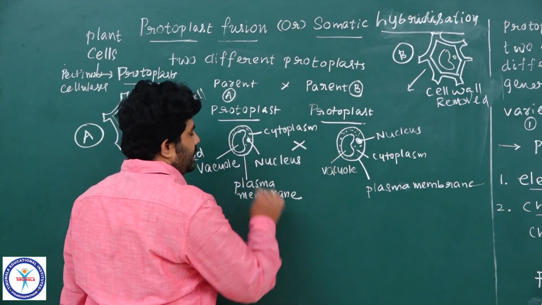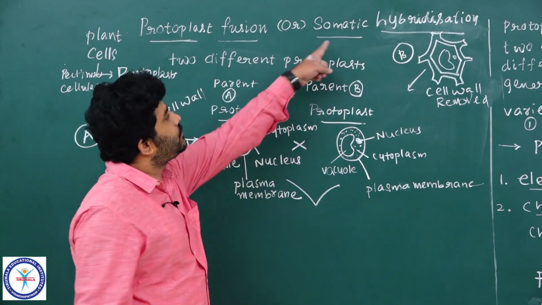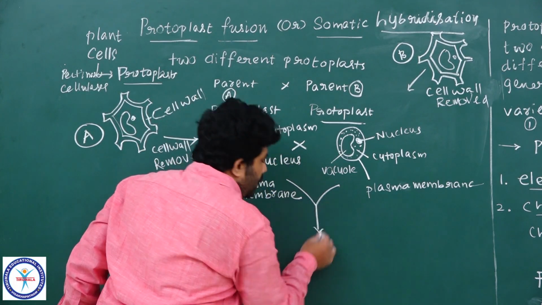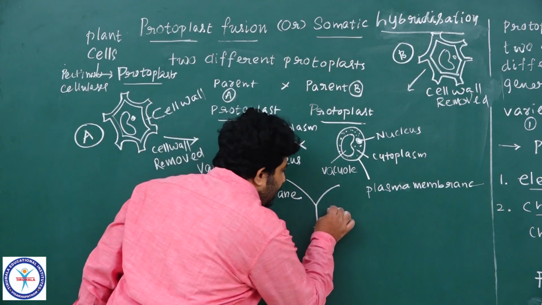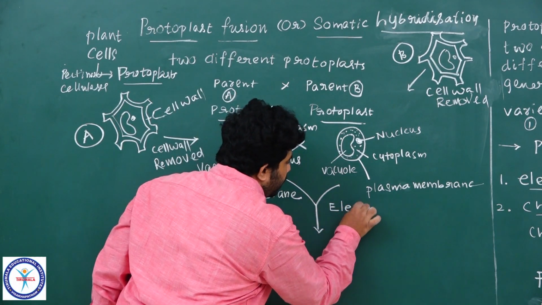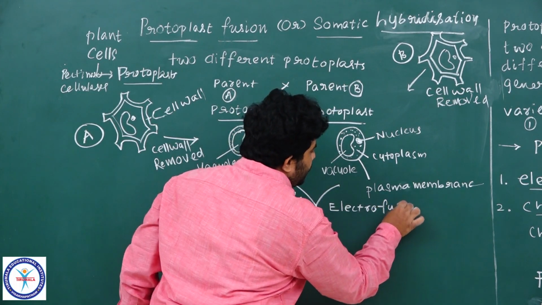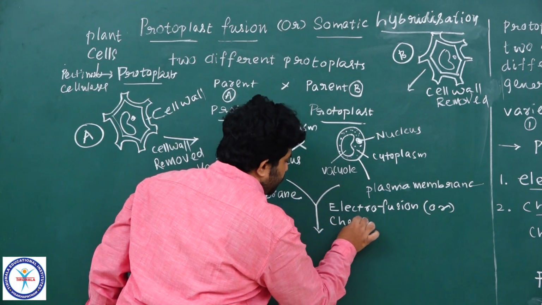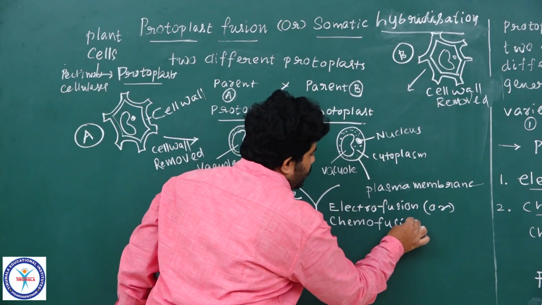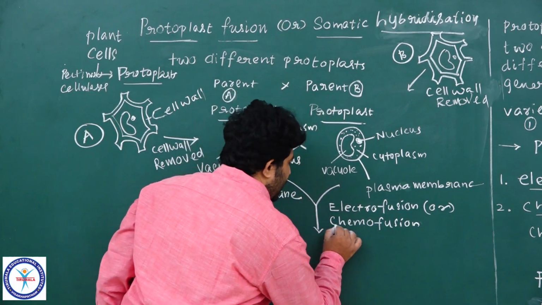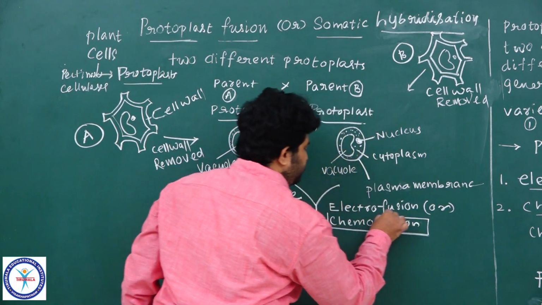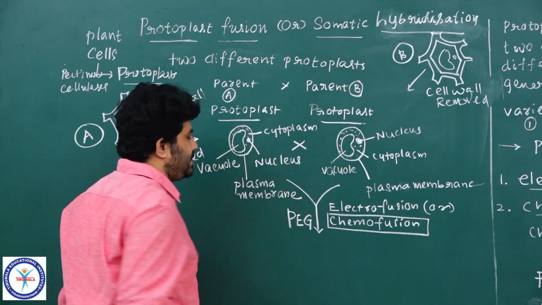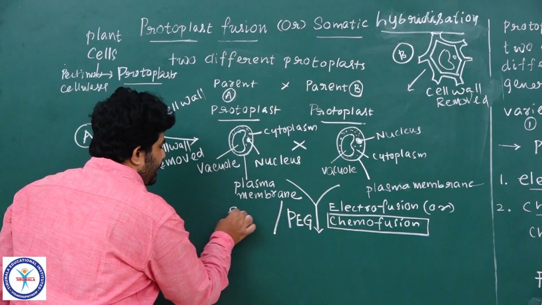These two protoplasts we are trying to use in the process of somatic hybridization or protoplast fusion using two techniques, either electro fusion or chemo fusion. Electro fusion or chemo fusion. If it occurs by chemo fusion, we are using PEG or sodium nitrate.